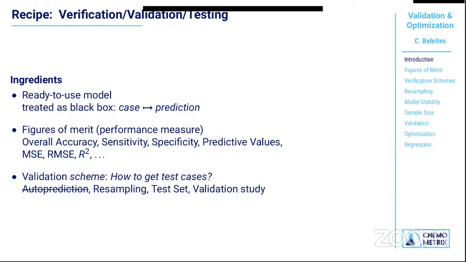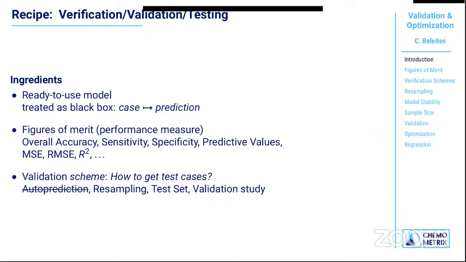And the second ingredient is a figure of, or several figures of merit, that is a way to measure the performance or particular aspects of performance. And there's not one figure of merit that is kind of the one we always use. There are many of them, ranging from overall accuracy, sensitivity, specificities, predictive value, which are all classification figures of merit, or mean squared errors, root mean squared error, and so on for regression.